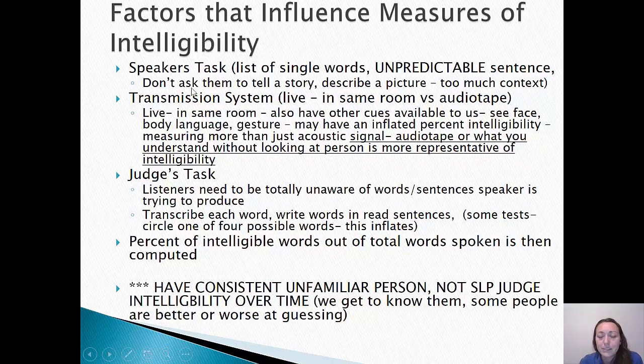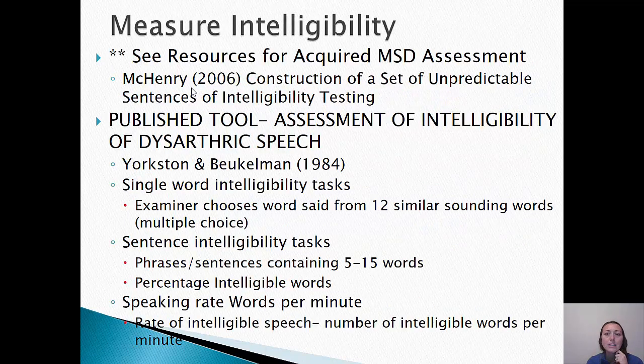Provide that context. Fine. Sorry, I get really passionate about intelligibility because I feel like people just throw that term around, and it's a really important term that we use for motor speech and dysarthria, and I want to make sure that we provide the value that it should have for intelligibility.